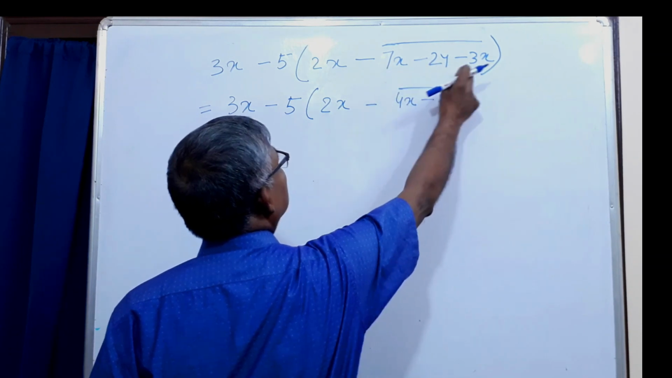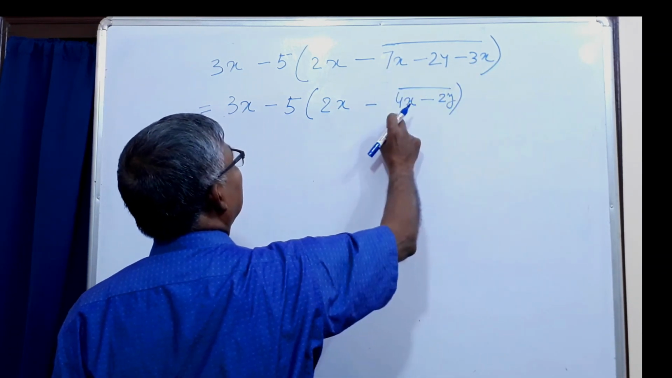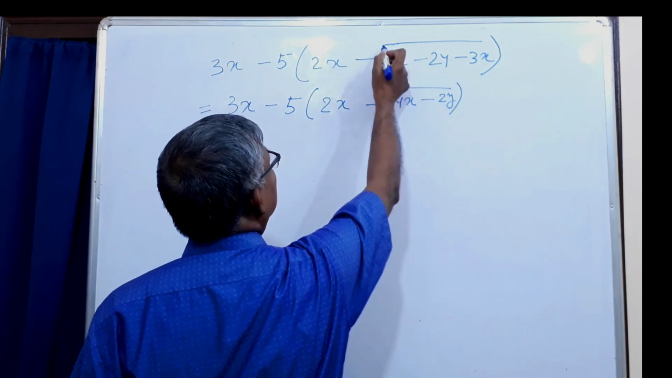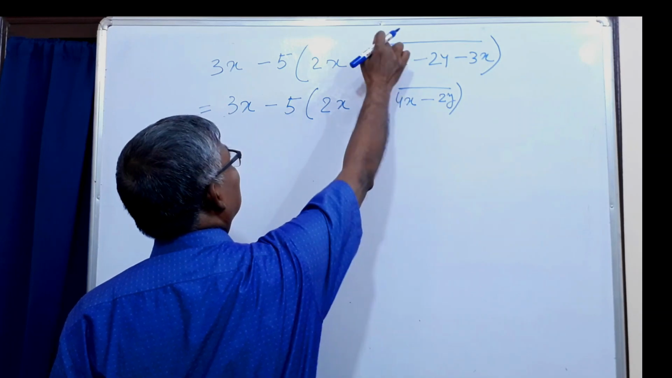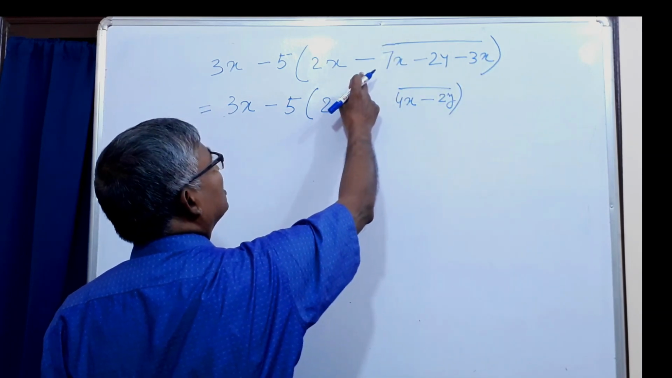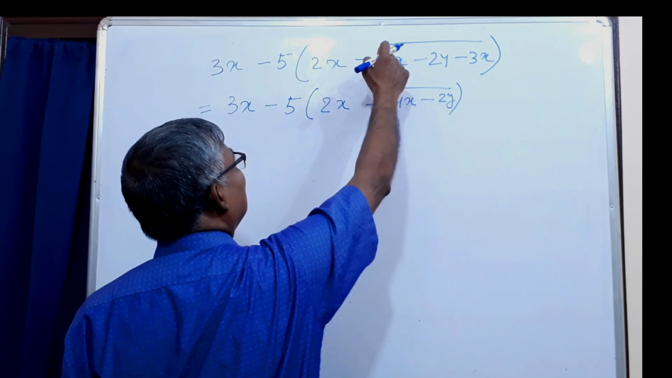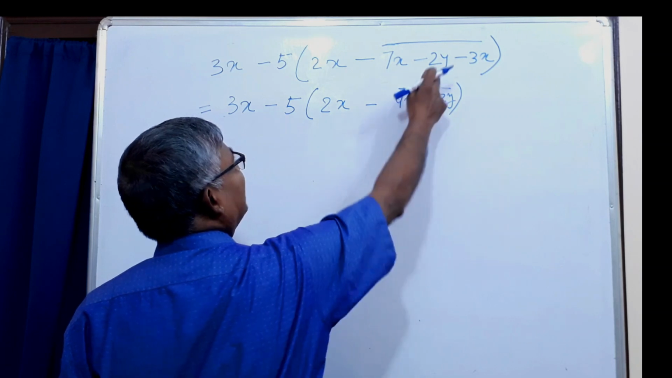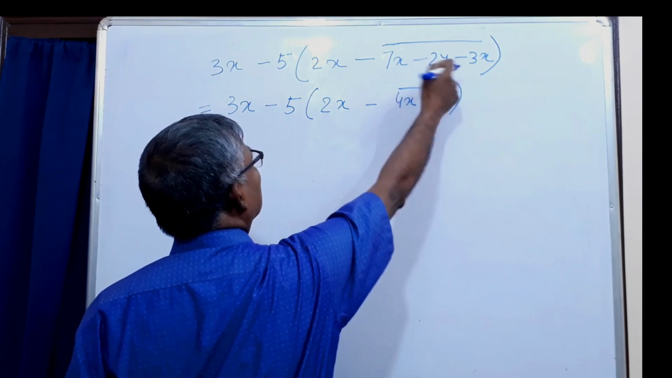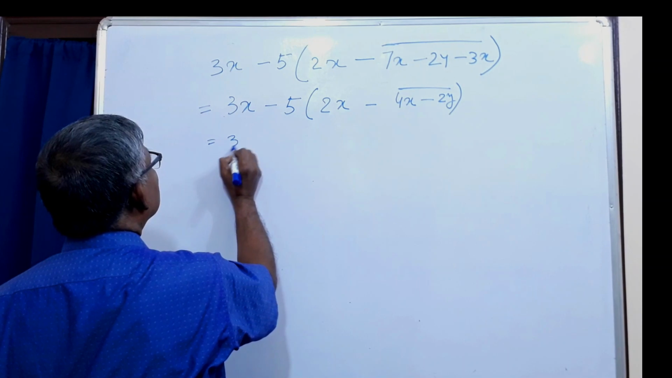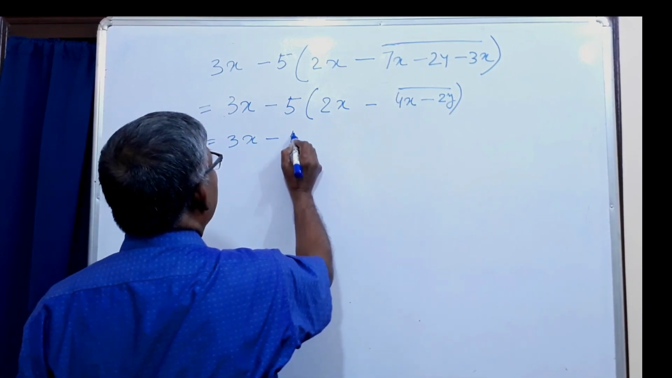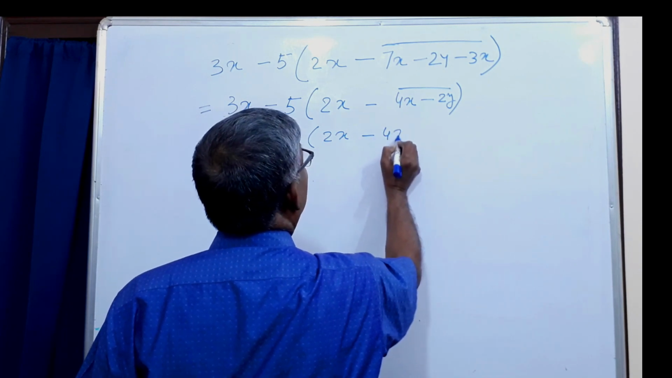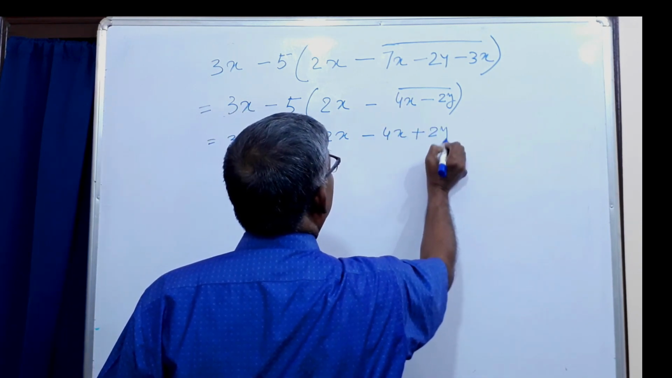grouping 7x minus 3x. Actually outside the line bracket I have already told it is negative, but inside the bracket it is 7x positive. So 7x minus 3x means 4x minus 2y, it is already given. So it will be 3x minus 5 into 2x minus 4x plus 2y.